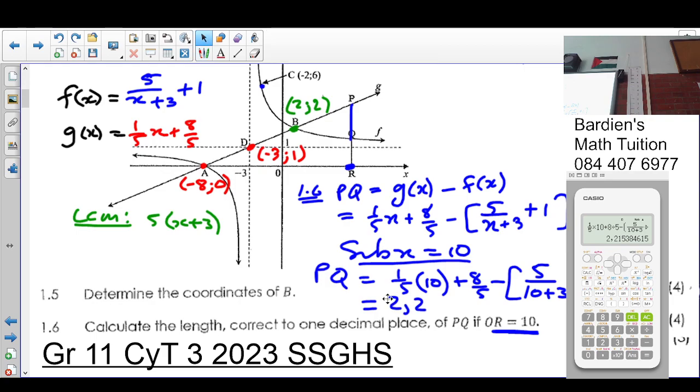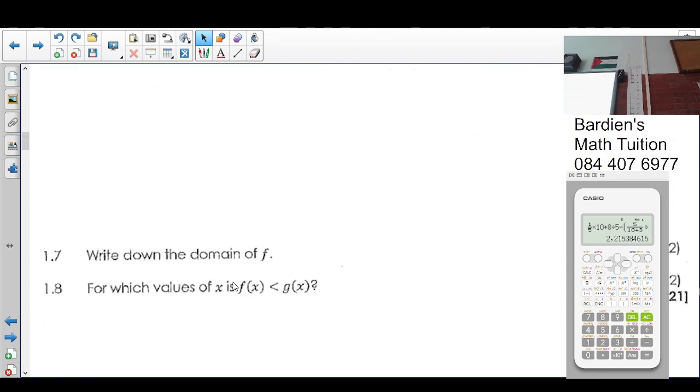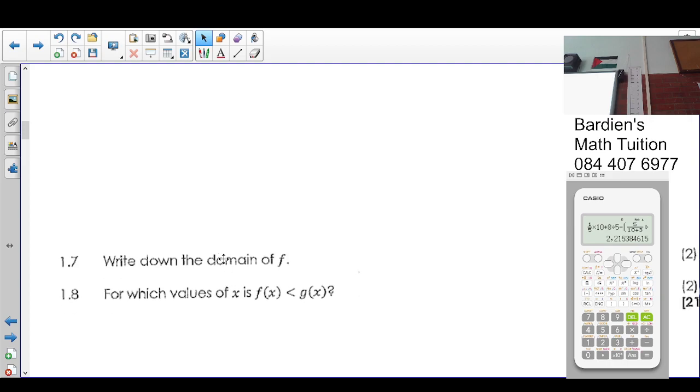Okay. 2.2 units. Did you get 2.2? Sorry? You wrote 2.3, but you did exactly that calculation. Okay, that's 1.6. 1.7 and 1.8.